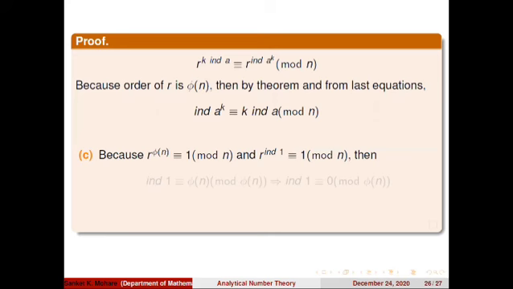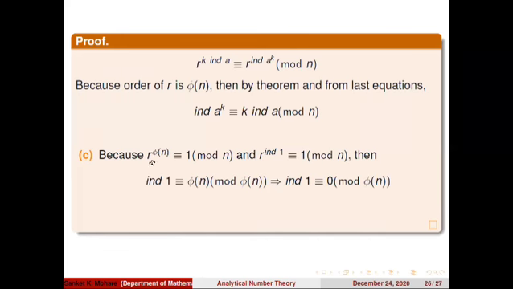What do we have to prove? Index of 1 is congruent to 0 modulo phi of n. Write down or look at here. Because r to the power phi of n is congruent to 1 modulo n, and r to the power index of 1 is congruent to 1 modulo n, then index of 1 is congruent to phi of n modulo phi of n.